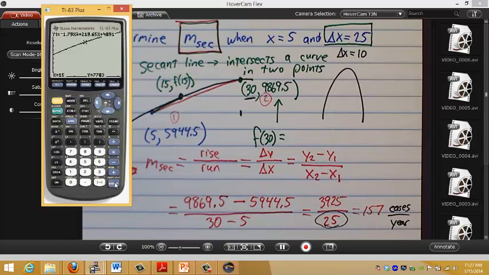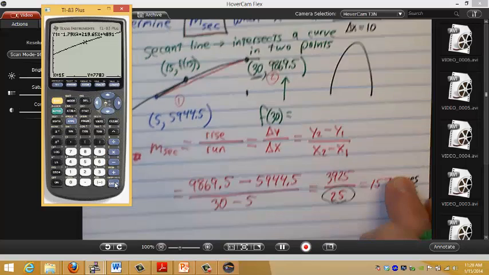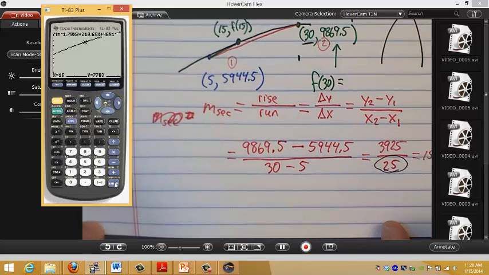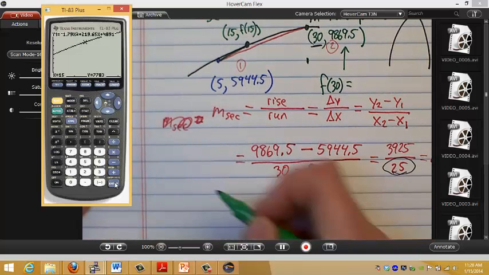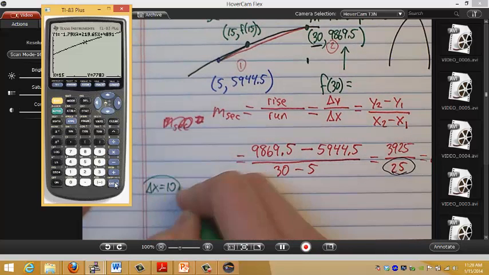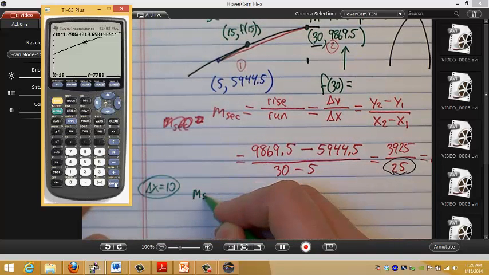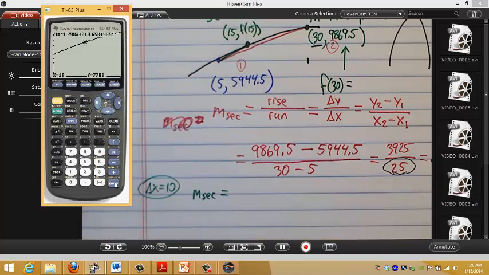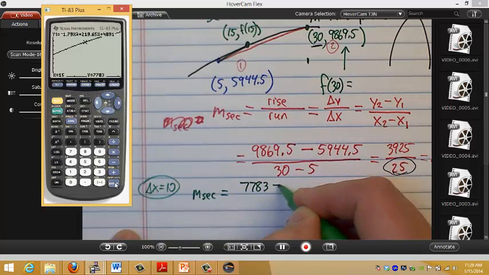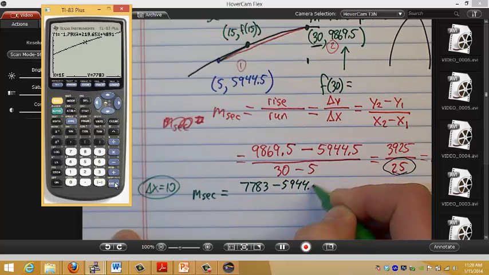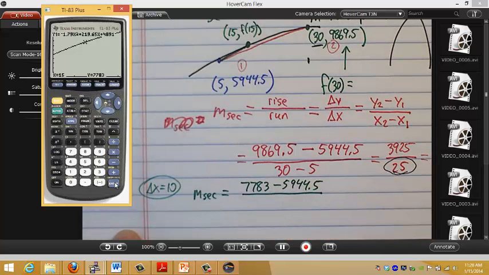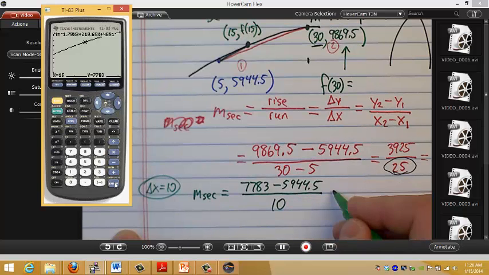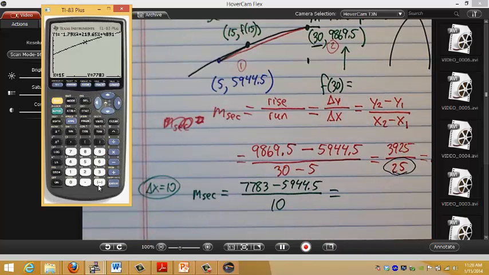Okay. So for the next problem, again, when delta x is 10, the slope of the secant line is, what did I just have? 7783. Okay, 7783 minus 5944.5, all over, what's delta x this time? 10. So let's see what I get.